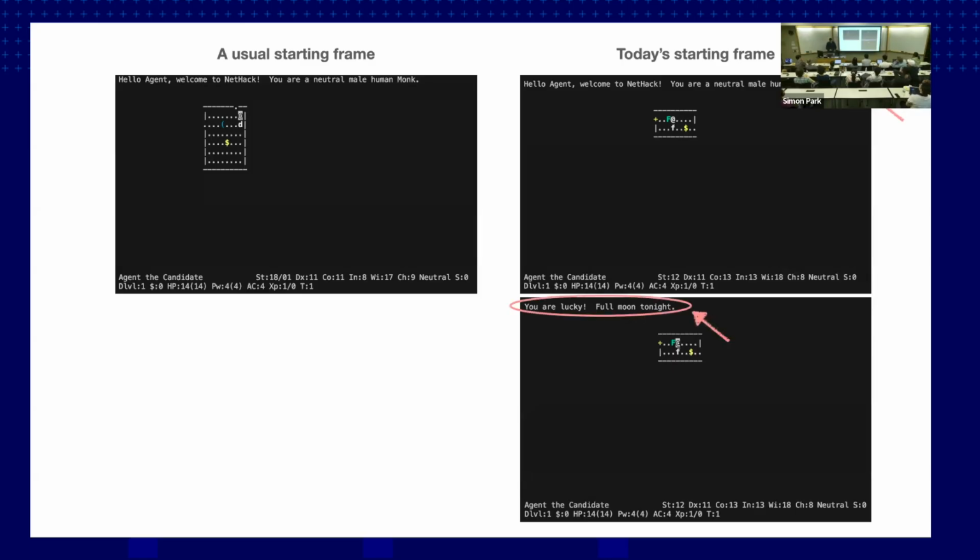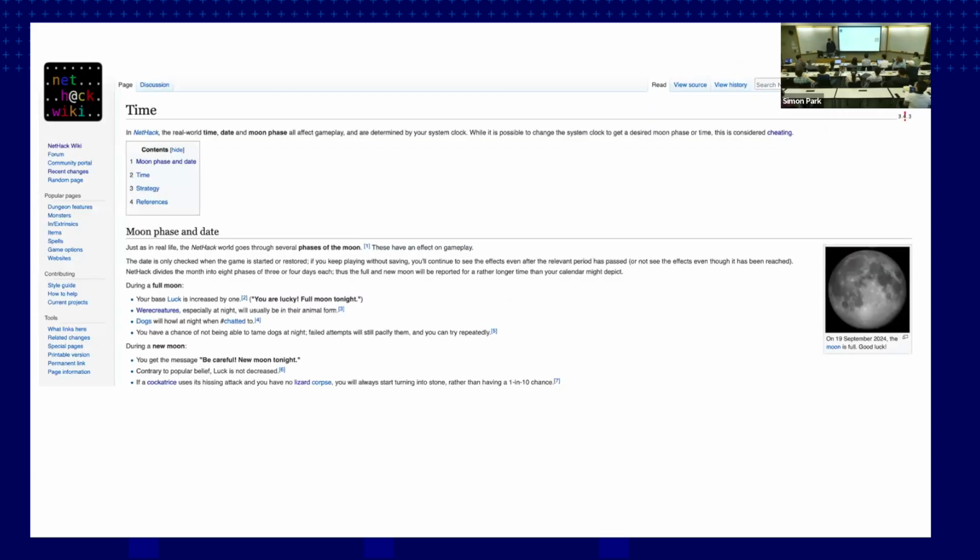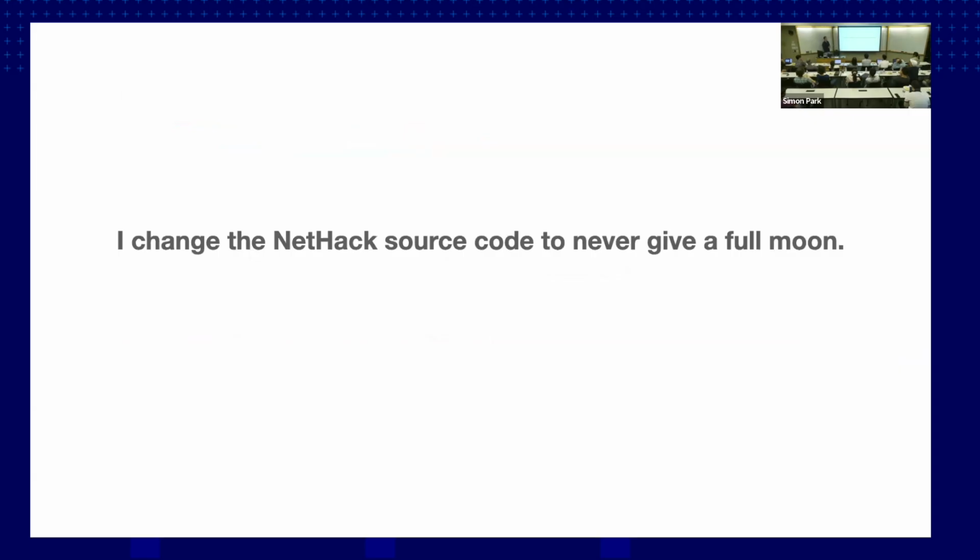And I'm like, okay, this can't possibly be the reason for my bug. I can't tell people that I had a model underperforming because of the moon phase. Then I looked at the NetHack wiki and found out that actually, in NetHack, the real world time and moon phase all affect gameplay. It could really be, and I even checked the date, and yes, today is a full moon. So it sort of checks out, but I'm still a little weirded out. But I decided to try it anyway. So I changed the NetHack source code to never give me a full moon. I evaluate, and I get 5,000. So, bug fixed.